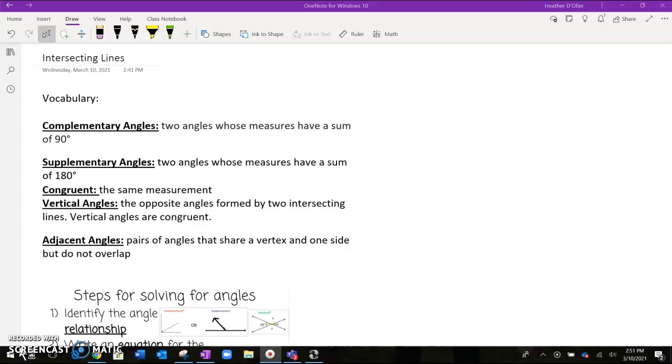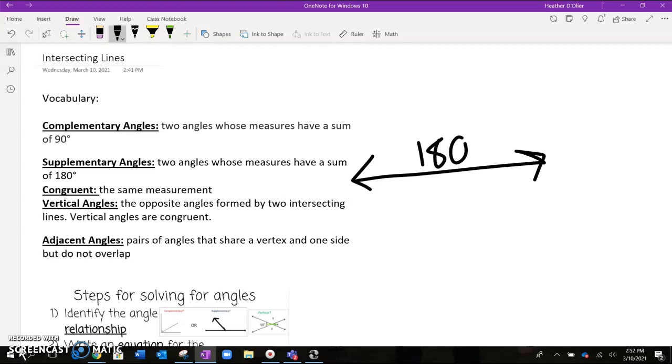So our vocabulary, though, we start off with complementary angles. A complementary angle is when two or more angles have a sum of 90 degrees, all right? Then we have supplementary. It's two angles whose measures have a sum of 180 degrees, because they are on, and I'm just going to draw it now, a straight line, okay? That's 180 degrees. That's what you're looking for with supplementary. Complementary, it's a 90-degree angle. And you know it's 90 degrees because they'll give you that box telling you it's 90 degrees.